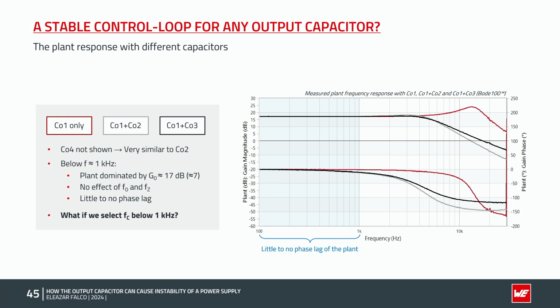So what if we skip that rule of thumb of crossing over after the double pole frequency and just cross over below 1 kHz instead? Then stability could be ensured for a wide range of output capacitors without having to redesign the compensator. Let us see this option in more detail.